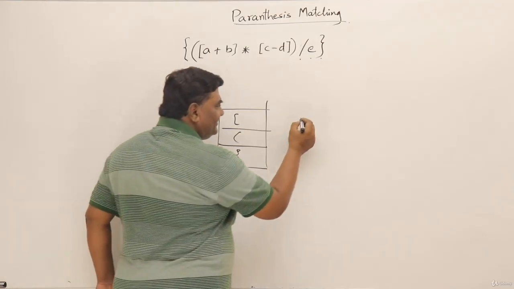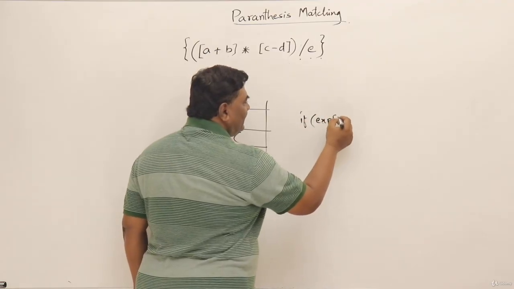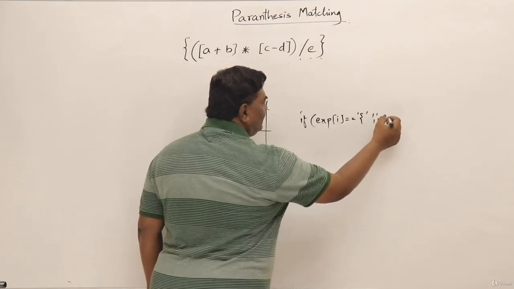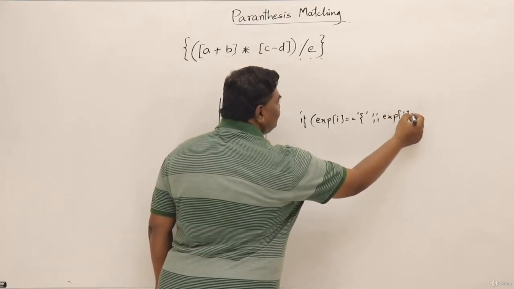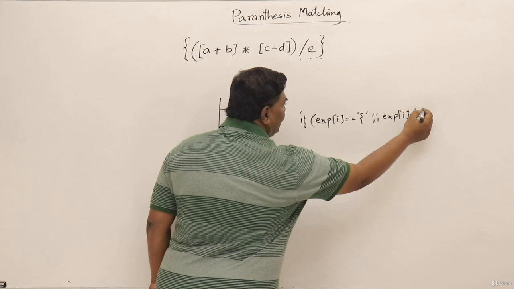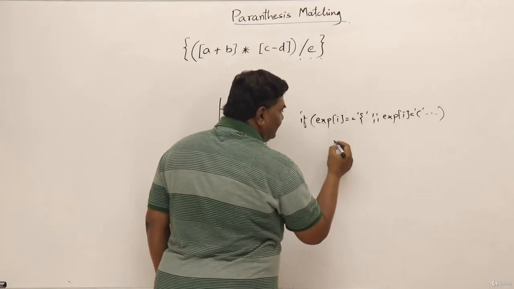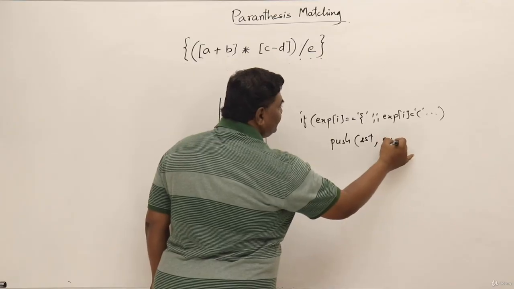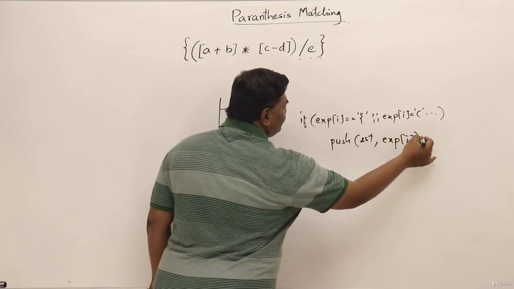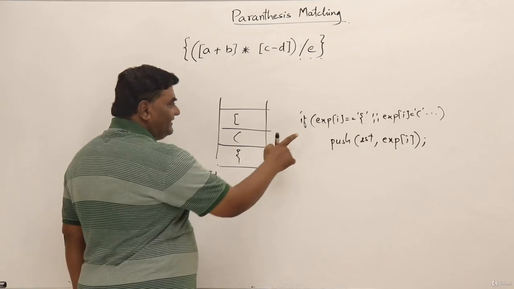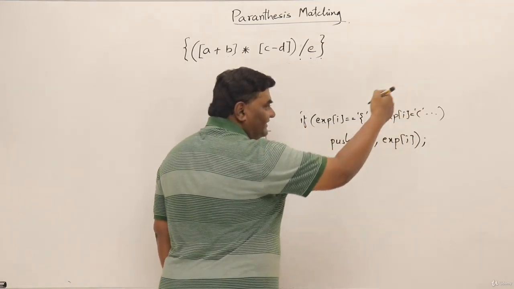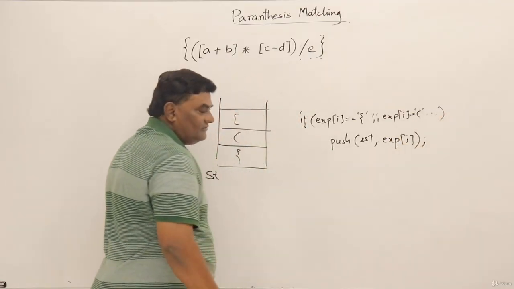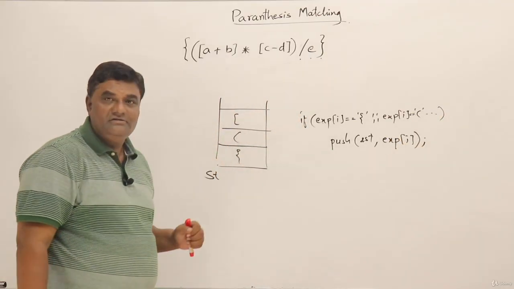So I'll just give you the sample. If expression of I is equal to flower bracket, or expression of I is equal to round bracket, or square bracket, push it into the stack: ST and expression of I. I have not written all three conditions, but I gave you the idea. This part, or this one, or the next one. Flower bracket, round bracket or square bracket, you also have to write down. If these are matching, push it.